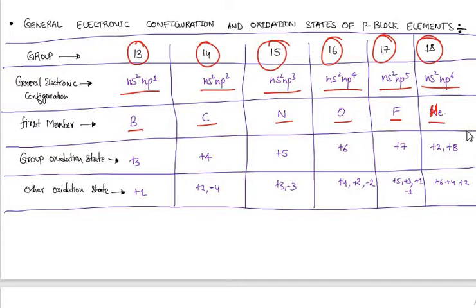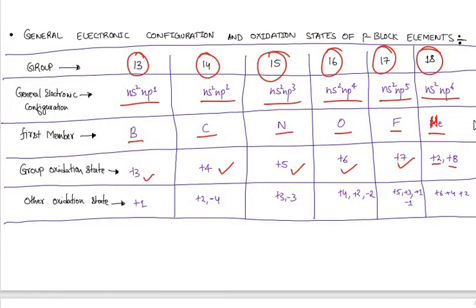Group oxidation state of group 13 is +3. Group oxidation state for group 14 is +4. For group 15 it is +5. For group 16 it is +6. For group 17 it is +7, and for group 18 it is +2 as well as +8.